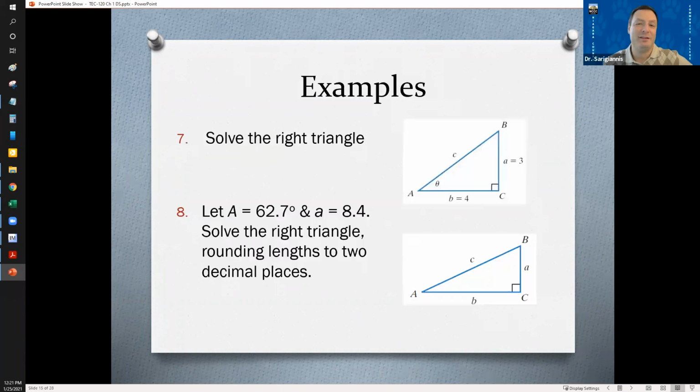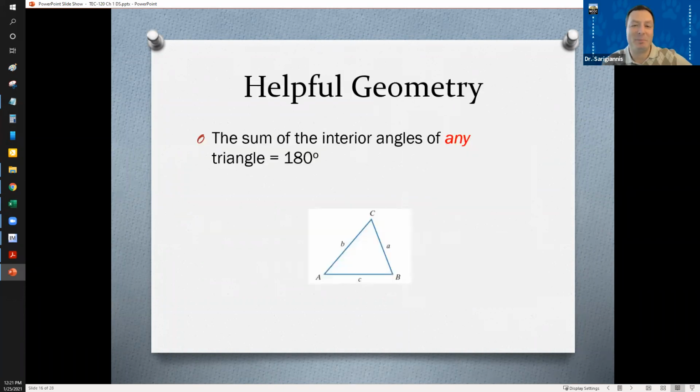Oh, that's weird. I should have put this slide before that. Remember, helpful geometry, right? The interior angles of a triangle all sum to 180 degrees. We used that rule earlier when we did problem number 7 and 8.